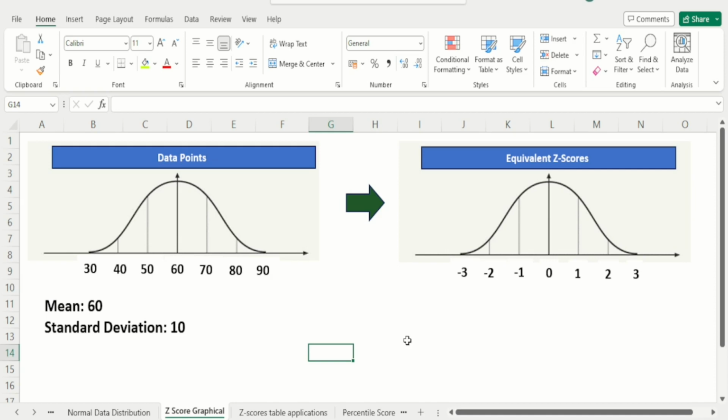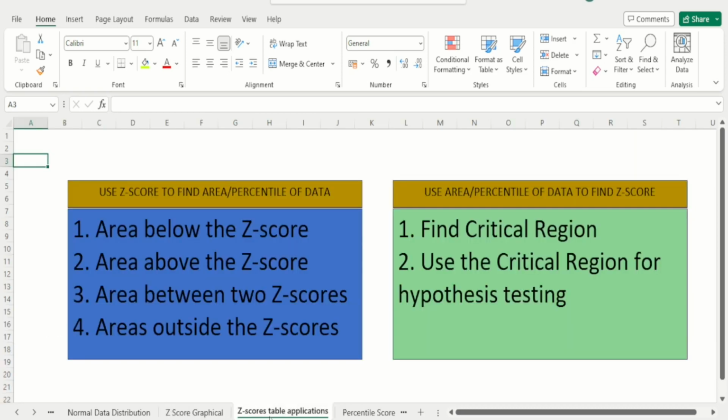Now, z-scores are often used in conjunction, in collaboration with something known as a z-score table. A z-score table is nothing but a tabular format which helps us get the percentage of data points of a distribution that lie to the left or that are below a given data point in a normal data distribution. So there are several applications of a z-score table. What I've done here is split them up into two separate parts.